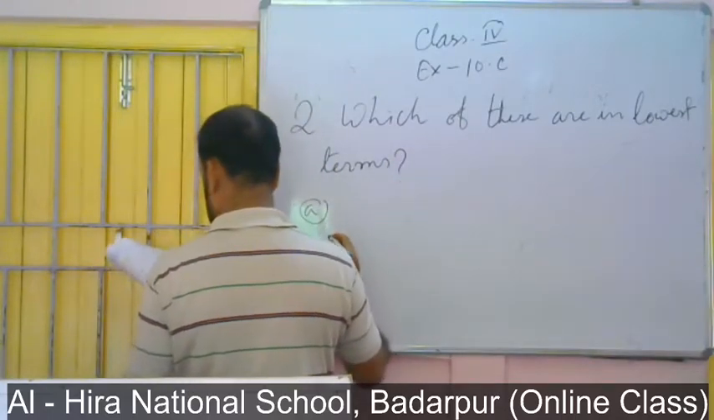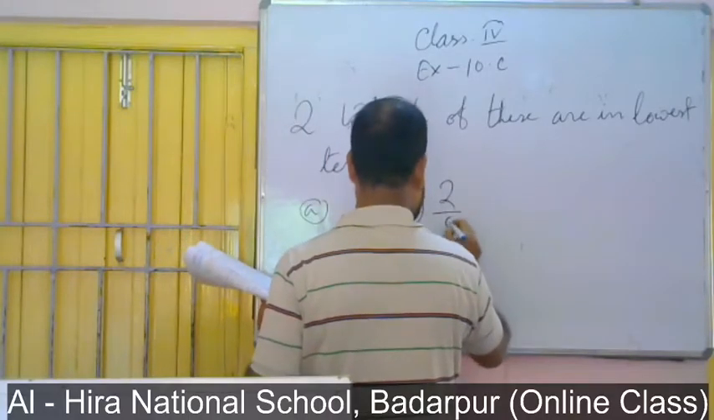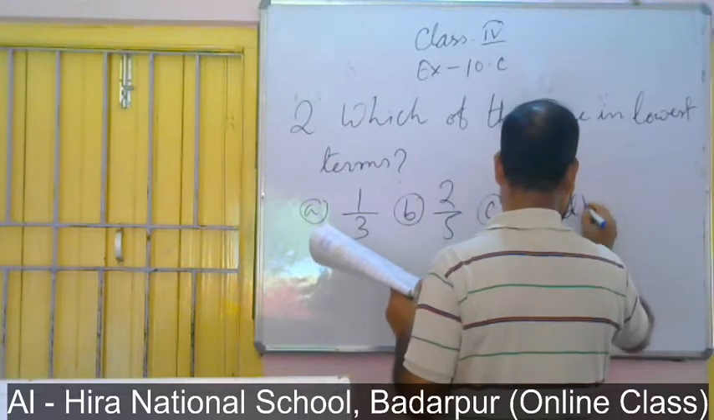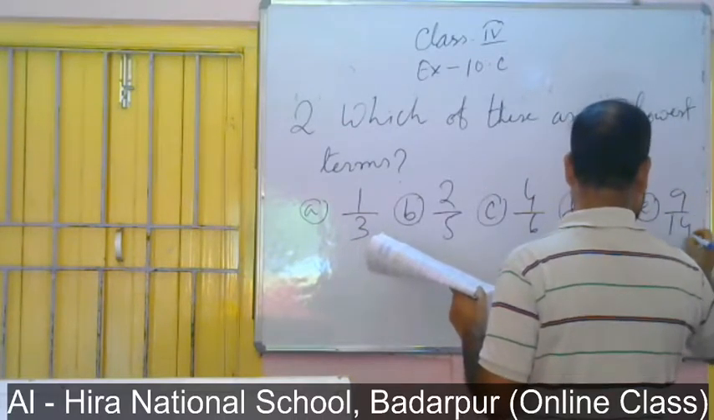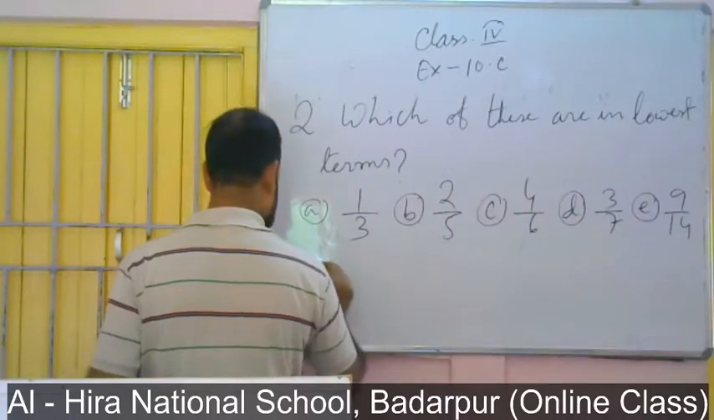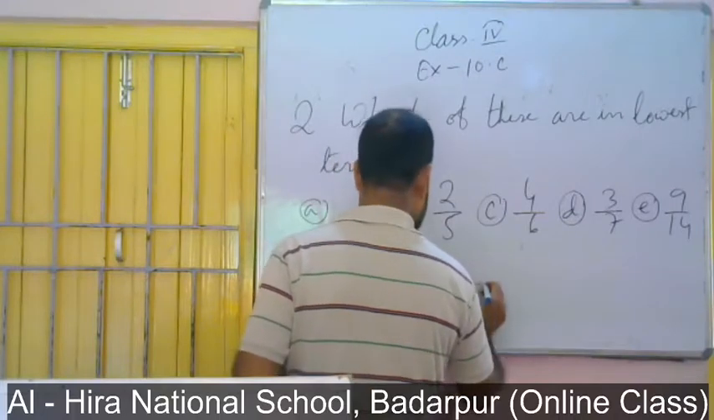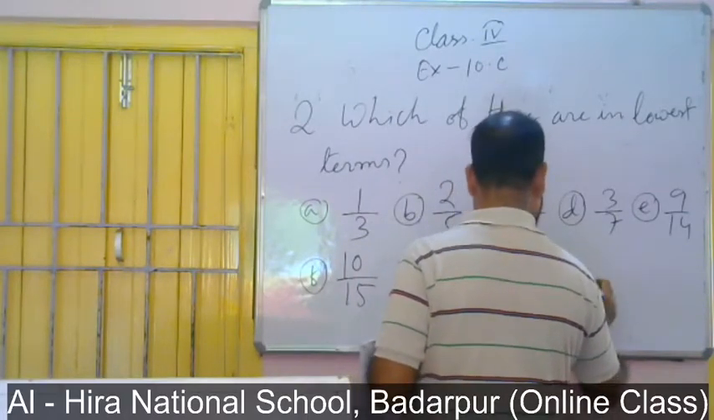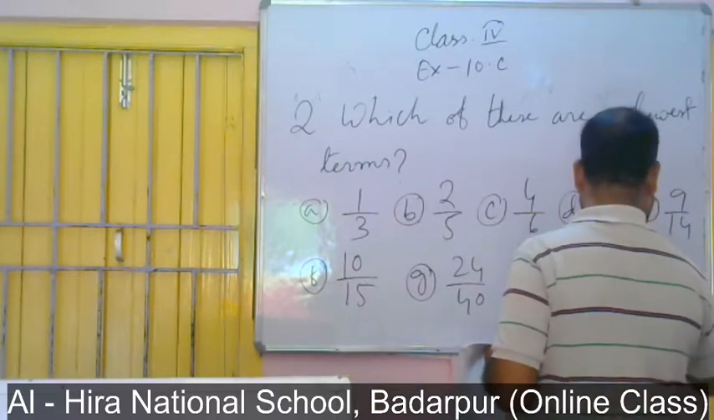Question number A, 1 by 3, B, 2 by 5, C, 4 by 6, D, 3 by 7, E, 9 by 14, F, 10 by 15, G, 24 by 40, H, 33 by 28, I, 45 by 48.